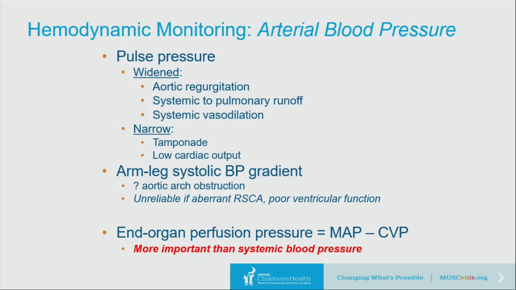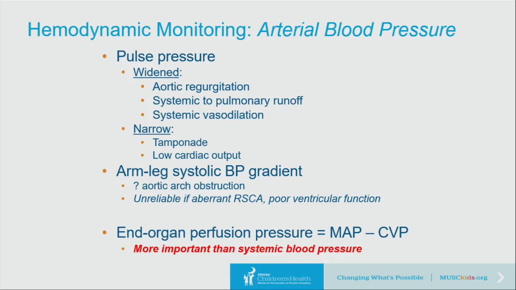Looking at blood pressure, if your pulse pressure is widened, you think you may have residual aortic regurgitation. For example, after a truncus repair, there could be residual systemic or aorta to pulmonary collaterals leading to runoff. If the pulse pressure is narrow, you wonder about cardiac tamponade or low cardiac output syndrome. Arm-leg gradients are very helpful. We should check them frequently.